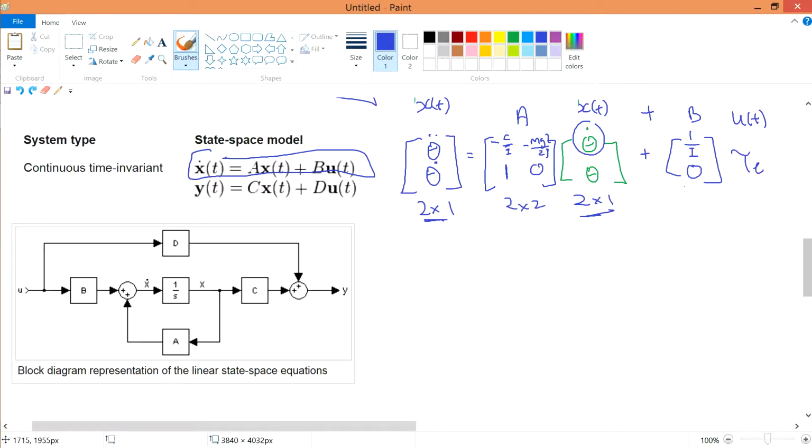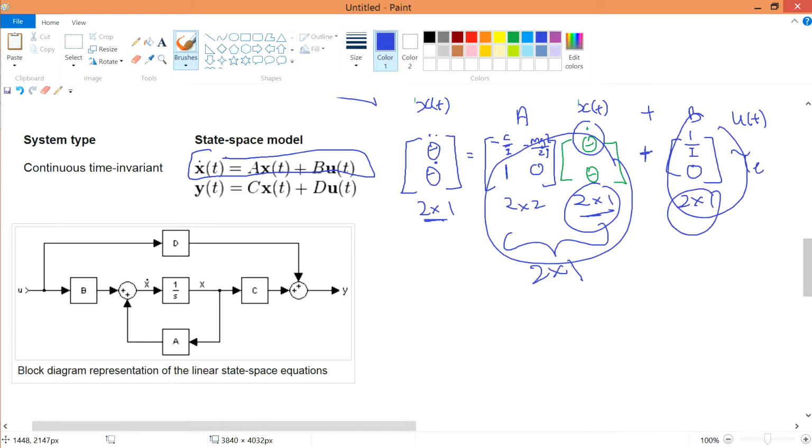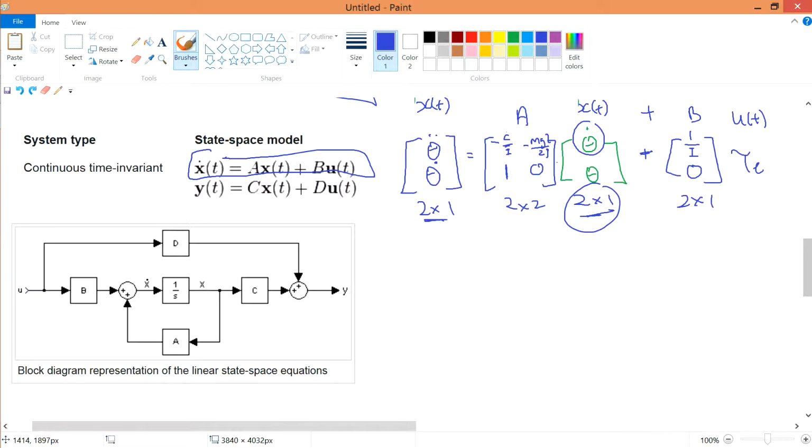You may wonder why I didn't write 2 times 1 over here, and why it is 2 times 1 over here. It's because the outcome is 2 times 1, therefore this is also 2 times 1. This is just summing. Summing of matrices should be in terms of the same order. This whole thing is 2 times 1, so summing a matrix with a matrix must be in the same order. This is the rule. So we have cleared away only this part.